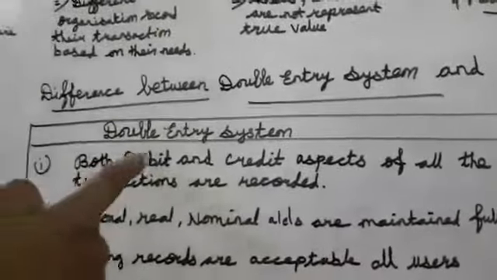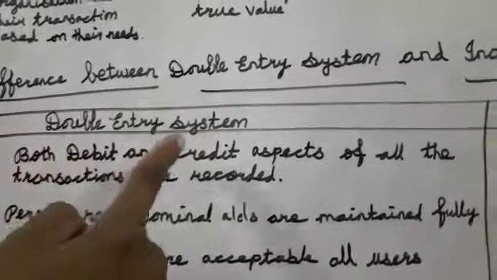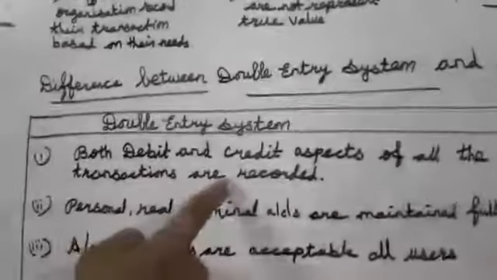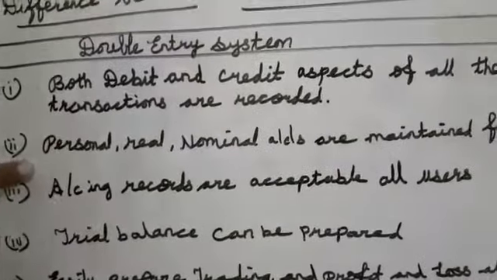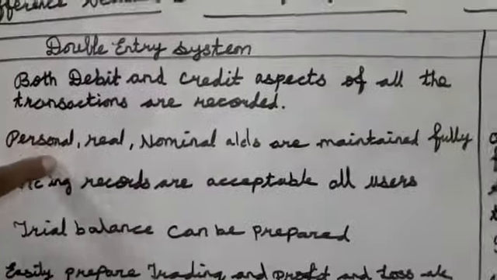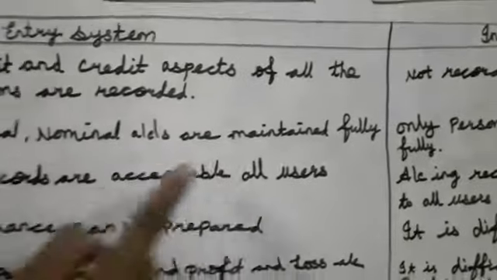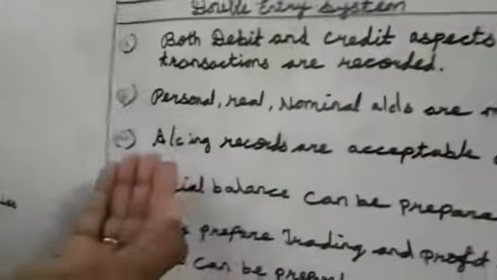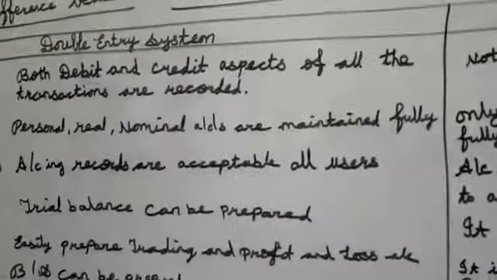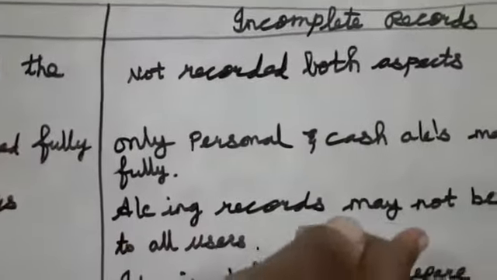So the first difference: in the double entry system, both debit and credit aspects of all transactions are recorded, but in incomplete records both aspects are not recorded. Second one, in the double entry system we maintain personal, real and nominal accounts, all the accounts. Here we maintain only personal and cash accounts alone. Third difference, in the double entry system accounting records are acceptable to all users, but in incomplete records, accounting records may not be acceptable to all users.